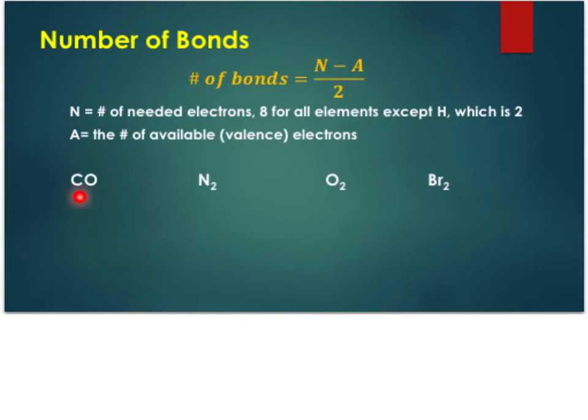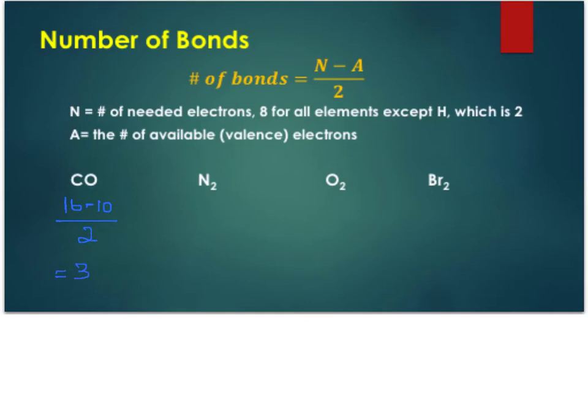Okay, we have 8 and 8, 16. Carbon has 4 valence electrons. Oxygen has 6. 6 plus 4 is 10. N minus A divided by 2. That gives us 3.